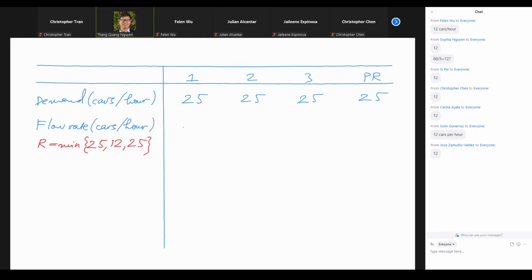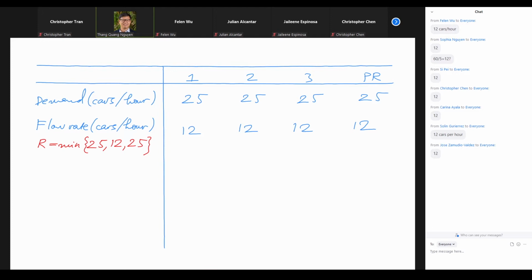So that's how we have that 12 right here. And then those 12 cars will move on to station 2, and those 12 cars will move on to station 3, right? The same number everywhere. The flow rate is the same, right? And if we look at the whole process, every hour we see 12 cars coming in, and at the same time, we also see 12 cars coming out. So that's the flow rate, right?